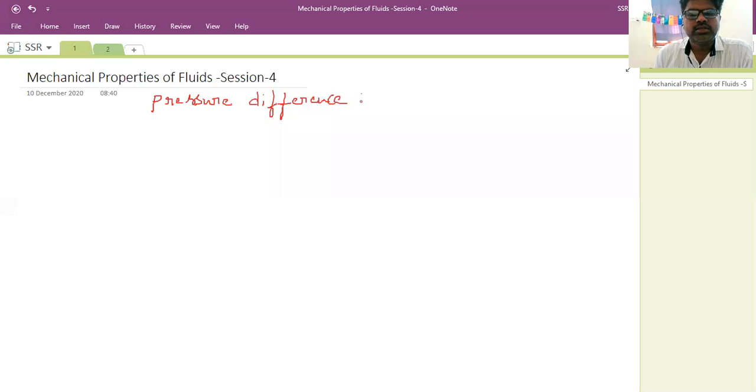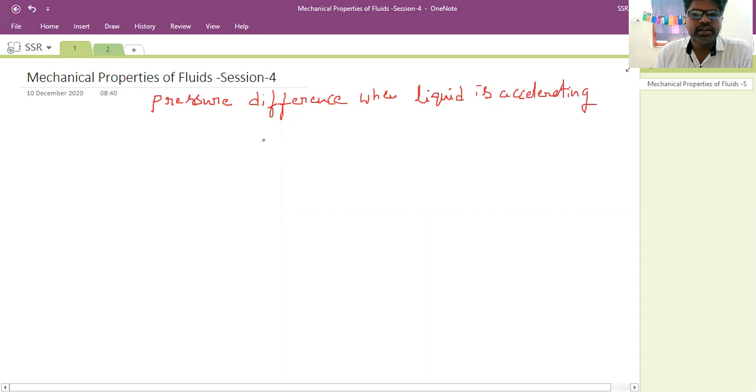Pressure difference when a fluid or liquid is accelerating horizontally. Accelerating horizontally. Okay, horizontal direction, or horizontally. Okay, in that case, you will see.